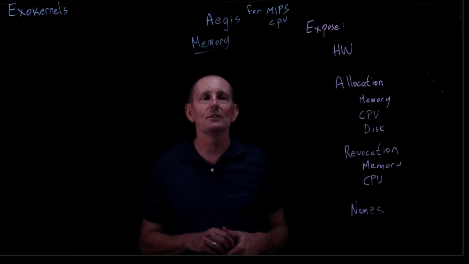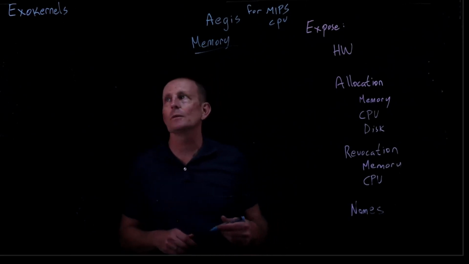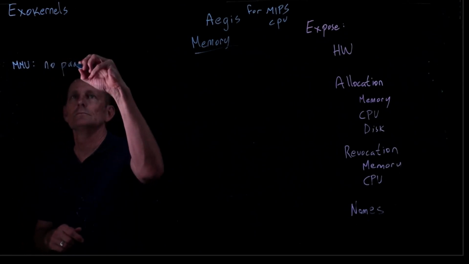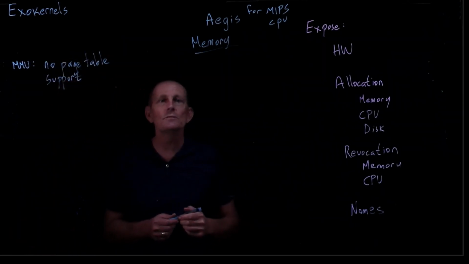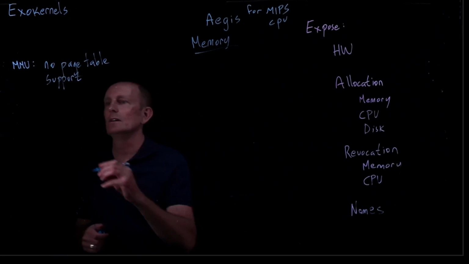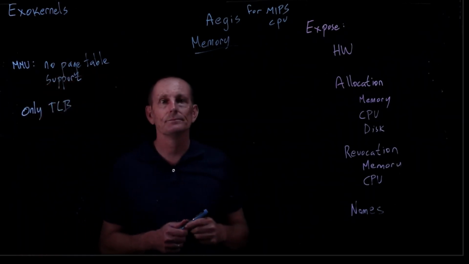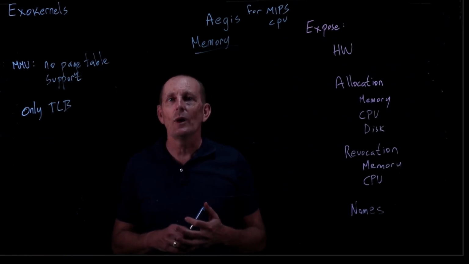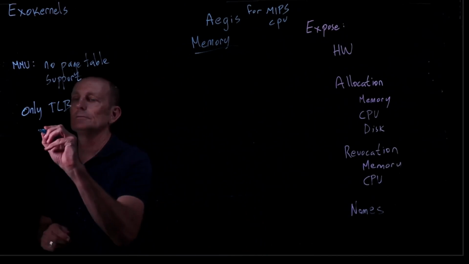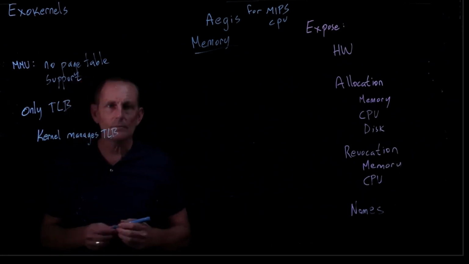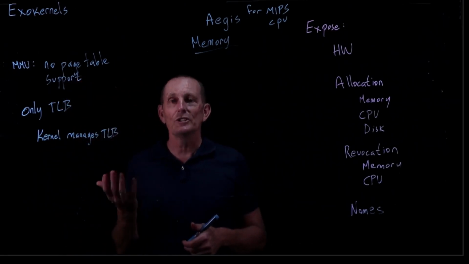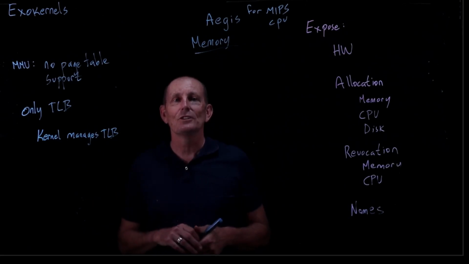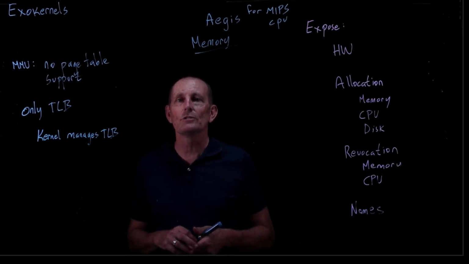is that the MIPS CPU, the MMU, did not support page tables. All the MMU did was support a TLB. That's it. And so the TLB actually was managed by the kernel. So the kernel decides which entry to remove when you put in a new one. So it can use some sort of an LRU approach, or it can use a random replacement. It gets to decide that.